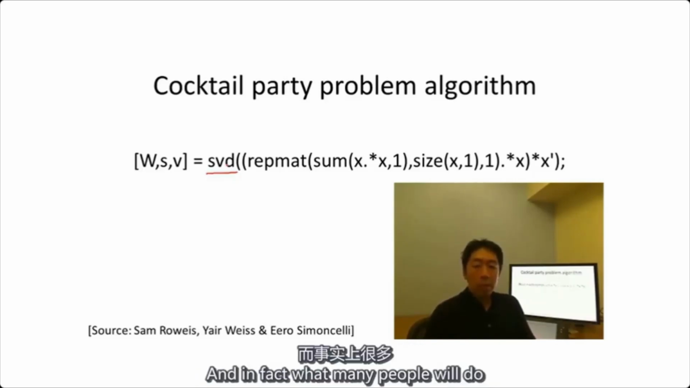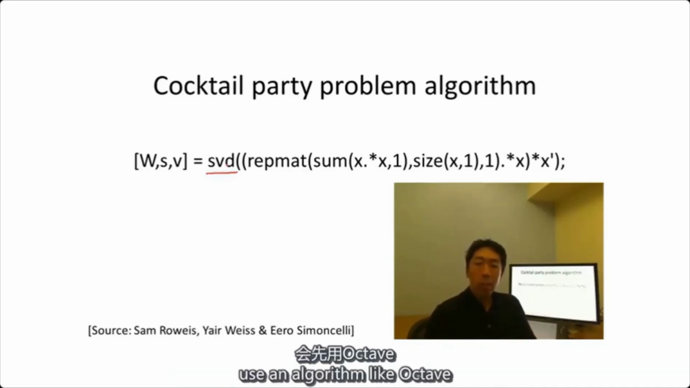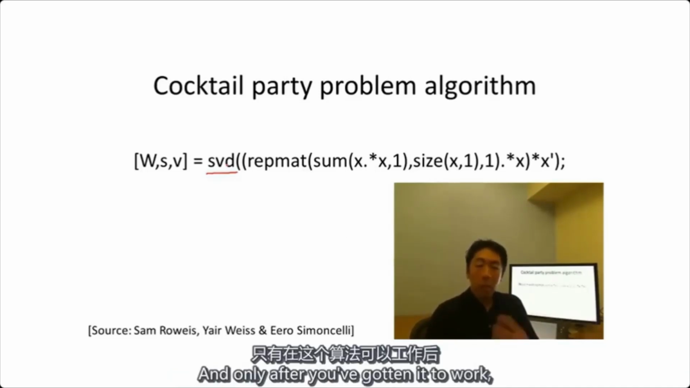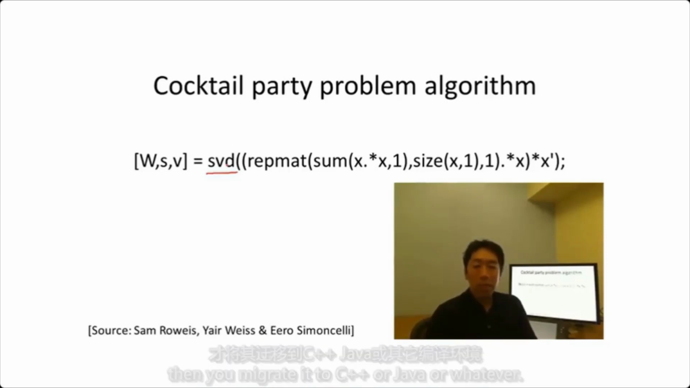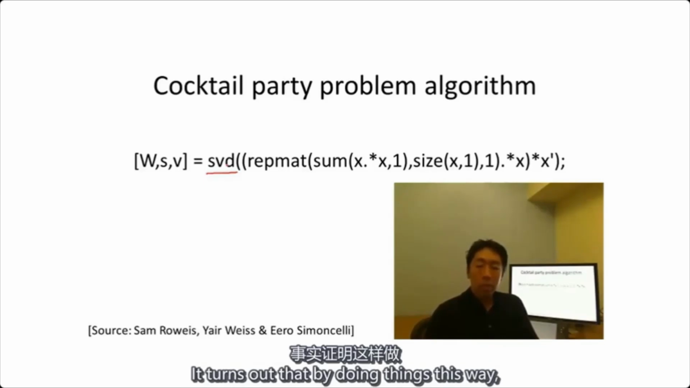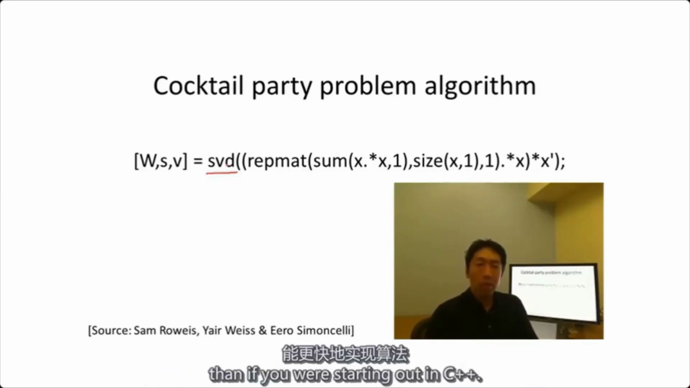And in fact, what many people will do in the large Silicon Valley companies is use a tool like Octave to first prototype the learning algorithm, and only after you've gotten it to work, then you migrate it to C++ or Java or whatever. It turns out that by doing things this way, you can often get your algorithm to work much faster than if you were starting out in C++.